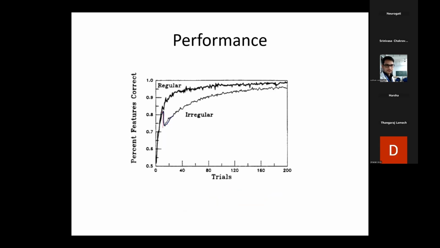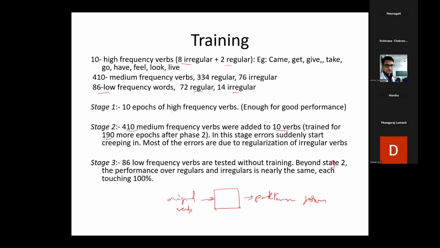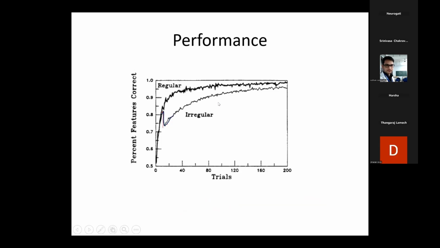The first 10 epochs is stage 1. So the network has learned to perform well on both regular verbs and irregular verbs. But after stage 1, when it entered stage 2, it is suddenly exposed to a large number of regular verbs, 334 regular verbs in these 410 medium-frequency verbs. So the regular verbs with the ed ending started dominating the network's learning. Because of that, the moment the network entered stage 2, it suddenly started making a lot of mistakes on irregular verbs. It was okay with regular verbs. It kept increasing its performance.